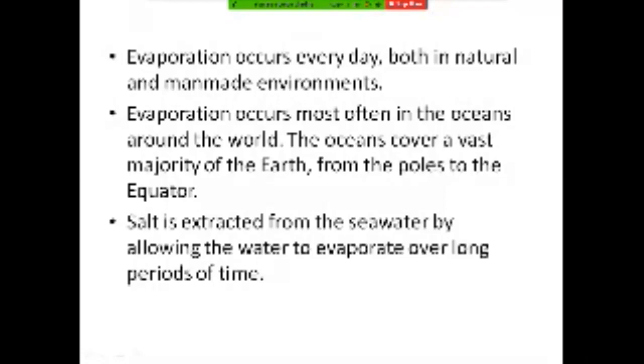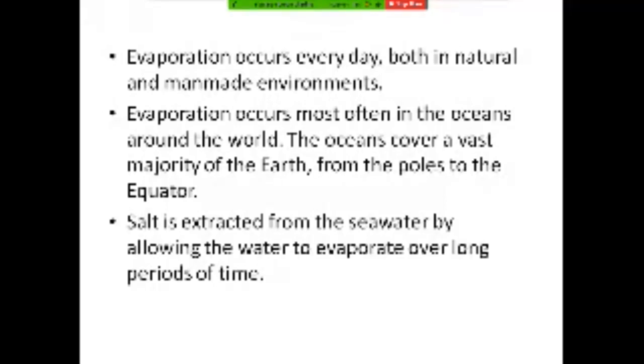So wherever the oceans cover the vast majority, that's why the evaporation takes place more in the oceans, and precipitation, or the condensation, also will be more in the same oceans only. And we know the salt, which we call common salt, is extracted from the sea water by allowing the water to evaporate over long periods of time. So they keep that water in a particular place to evaporate over a long period.